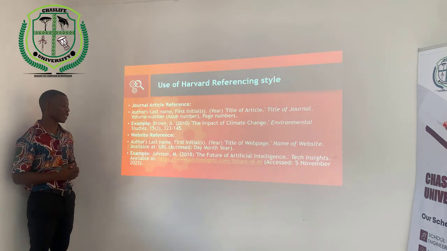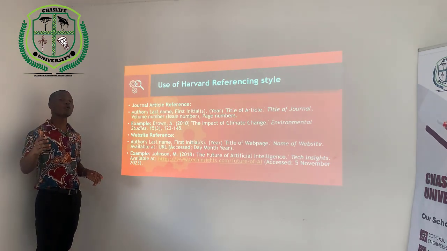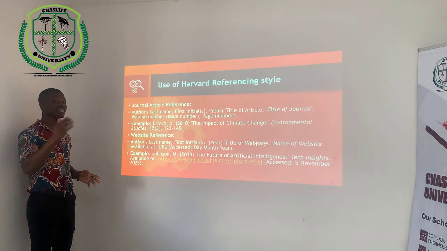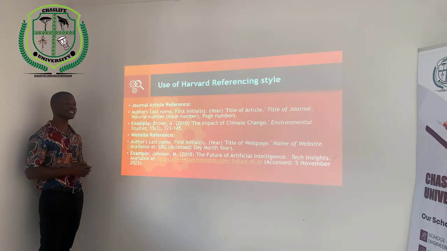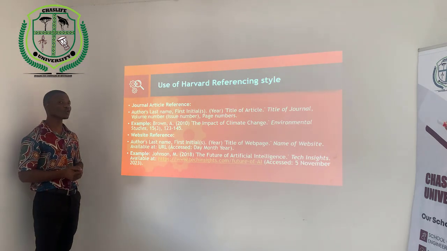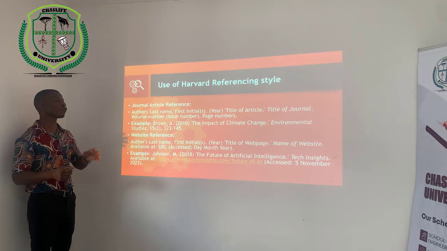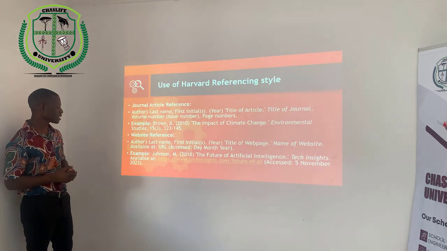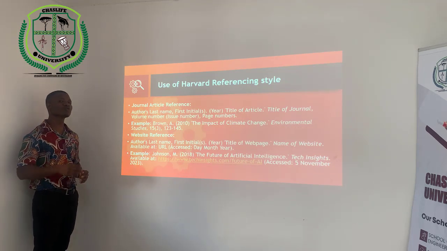Okay, an example, so we have John. Remember, John is the last name of the author, and then M is the initial from the first name. And then 2018 is the year. And then the future of artificial intelligence, that is the title of the website or the information where you have gotten the title. And then the tag Insight, and then you have where you can access.